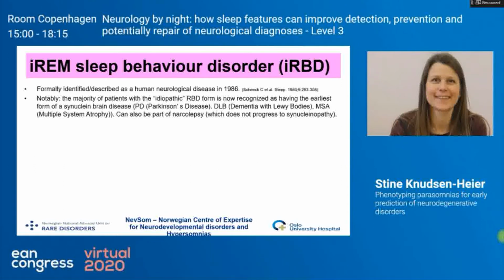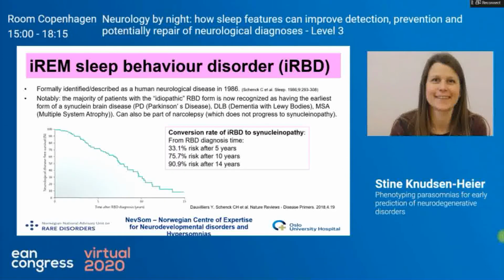or IRBD is actually now recognized as the earliest form of a synuclein brain disease, either Parkinson's disease, dementia of the Lewy body, or multiple system atrophy. It can also be secondary, for example, as part of narcolepsy and other diseases. And importantly, in most of these diseases, it does not progress to a synucleinopathy.